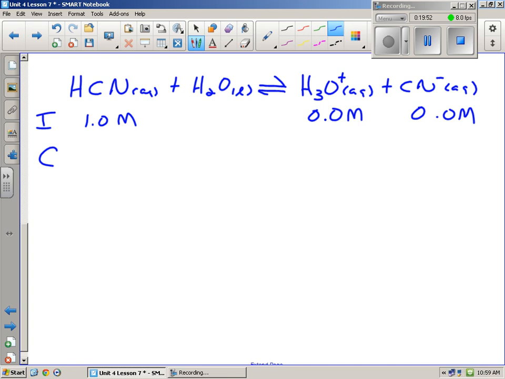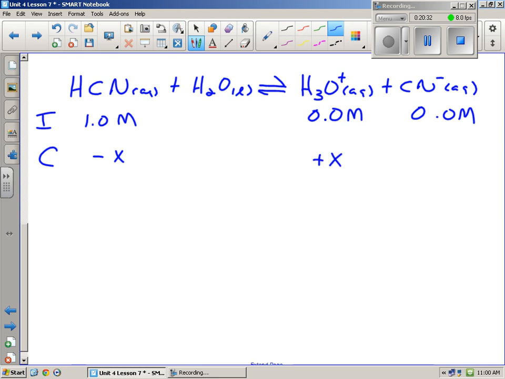But I do know this. Do you agree that if I start with 1 molar and I got 0 there, which way is this equilibrium going to shift until it reaches equilibrium? To the right, correct? So if I want to shift it to the right, in other words, to get to equilibrium, I have to use up something of HCN, yes? What is that something? Don't know. So I'm going to say X. I'm going to use up something. Something's going to get used up there. And if I use up X here, how much do I make over here?